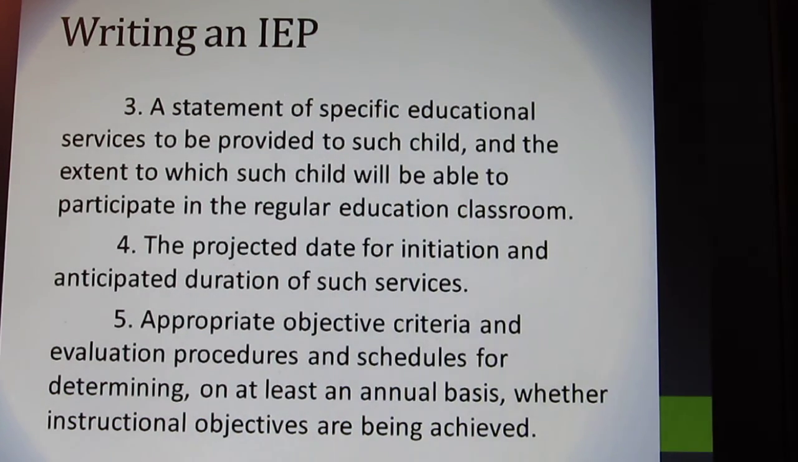Number 5 is having the appropriate objective criteria and evaluation procedures and schedules for determining, on at least an annual basis, whether instructional objectives are being achieved. What this means is that the student needs to, every year, have a new IEP set up, where the parents and the teachers agree on what are the needs of the child this year. Have they grown in their goals, or do they need to stick with the same goals?